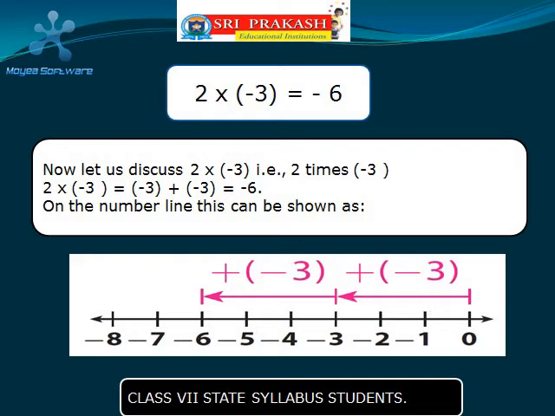So when we shift 2 blocks of 3 units each towards left hand side, then we reach 6 towards the left hand side, that means minus 6. So the answer for 2 into minus 3 is minus 6.